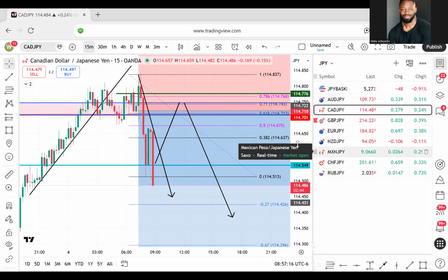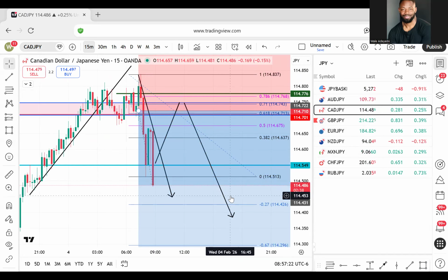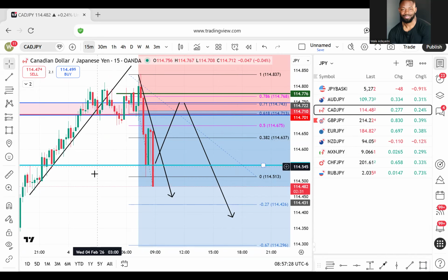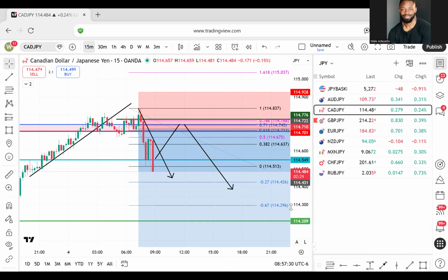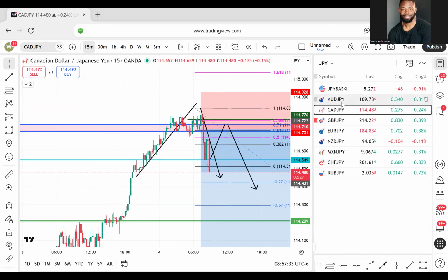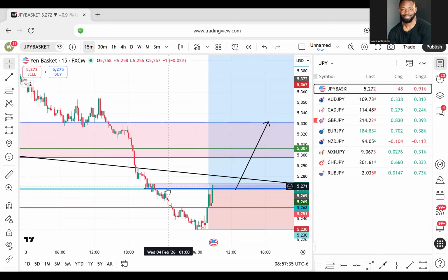I'm in CAD JPY deep. What are we up? 300. Not bad. Beautiful. Entry at 114.70 right here. It's my entry. I'm in a bit deep. I want this to die all year. All year I'm talking about, bruh.